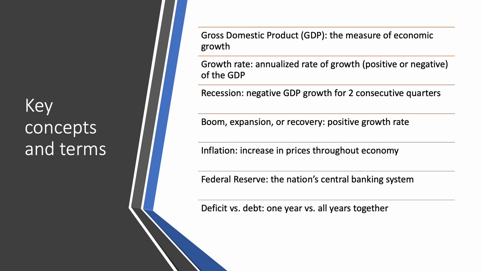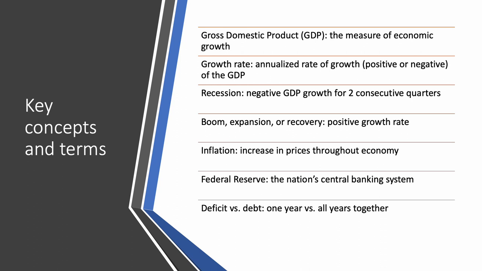So a recession is when you have negative GDP growth. In other words, the economy shrinks for two consecutive quarters. That would be 6 months. If the economy shrinks for 6 months, we say we're in a recession. And when they use the term boom, expansion, or recovery, that means the economy is growing, not shrinking.